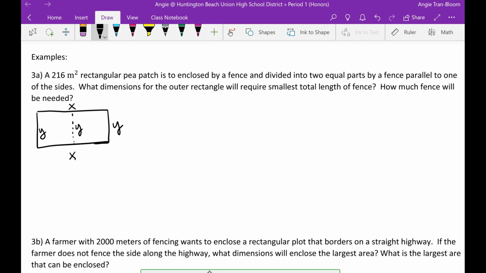Okay, now what? What are you trying to find? Maximum area? I'm trying to find how much fencing, right? So when you're using material, do you want to use the most possible or the least possible? Probably the least. I want to save money. I'm cheap.